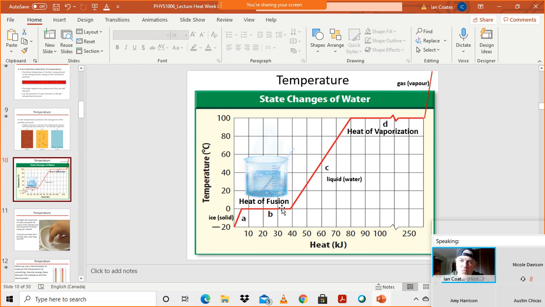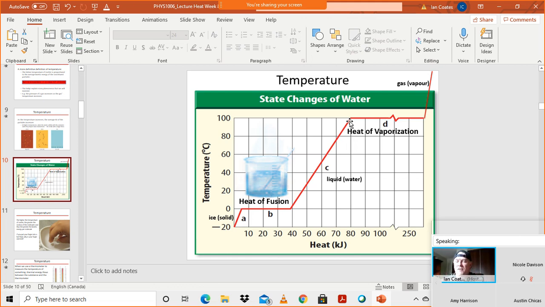And then once all the ice has changed into a liquid, we start the process again. We're adding more heat, as we've done, but in this case the temperature rises. These water molecules now have movement, but they're still attracted to each other. So they're moving, and the more heat we add, they're moving faster and faster and faster.